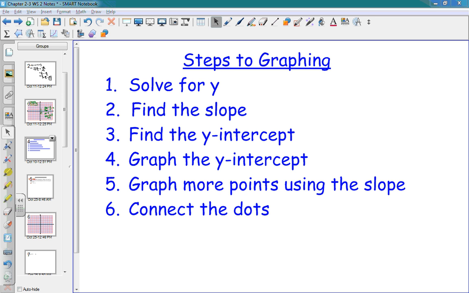Step 1, solve for Y. Step 2, find the slope. Step 3, find the y-intercept. Step 4, graph the y-intercept. Step 5, graph more points using the slope. And step 6, connect the dots.